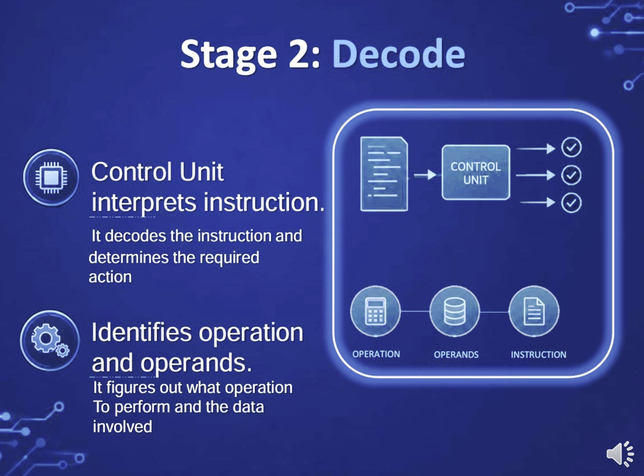The second stage is decode. Here the control unit examines the instruction. It identifies the operation that needs to be performed and the data involved. For example, it determines whether the instruction is asking the CPU to add numbers, subtract values, move data, or compare information. The control unit then prepares the CPU for the next stage by sending the correct signals to the appropriate hardware components. Without decoding, the CPU would not know how to interpret the instruction correctly.